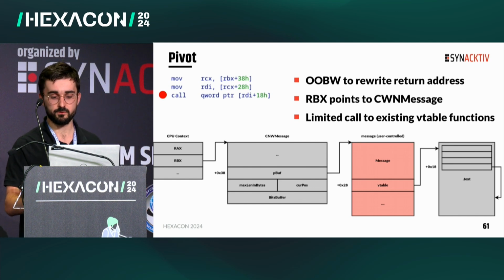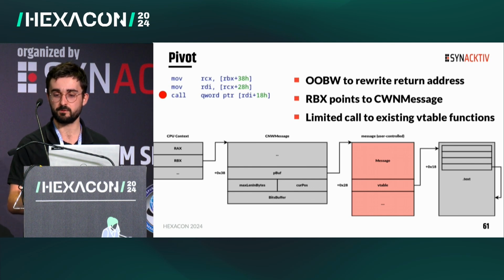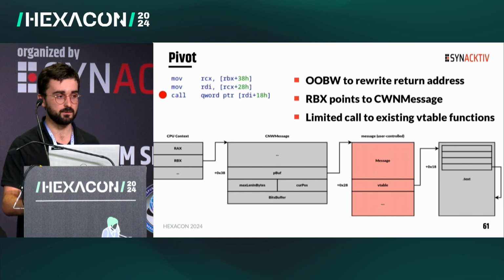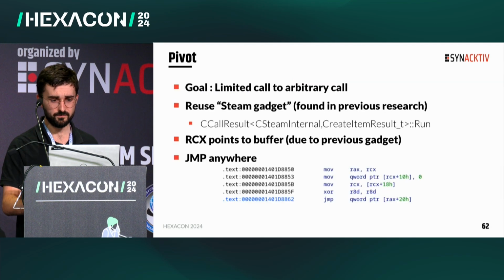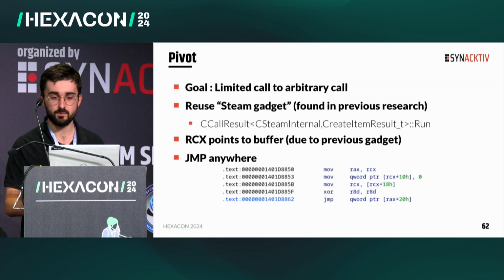We only control the vtable pointer, so I don't want to play with heap memory. So we are limited to calling only function pointers that already exist in the .text section. And the game includes the Steam library. During previous research, I found that this library will provide a useful pointer in the .text section.